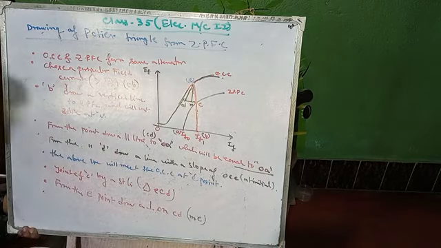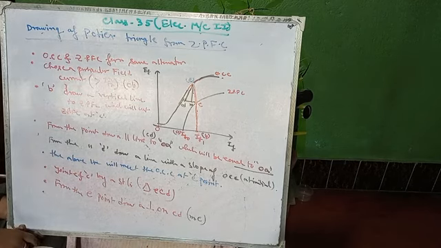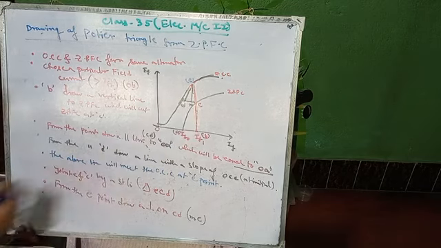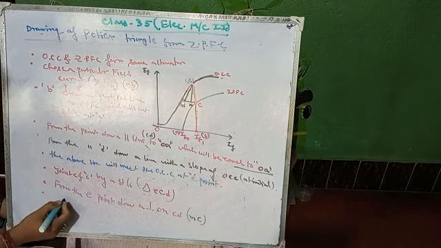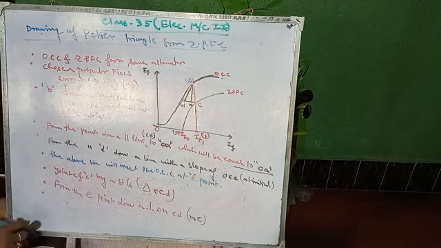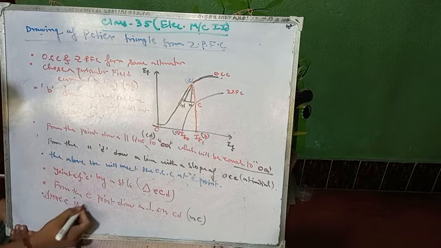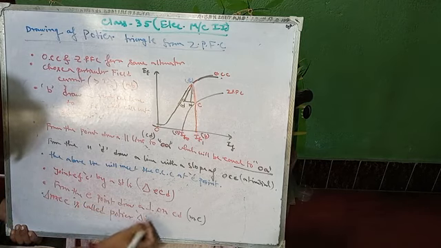And the last point, right, first write the triangle MEC. The triangle MEC is called the Potier triangle.